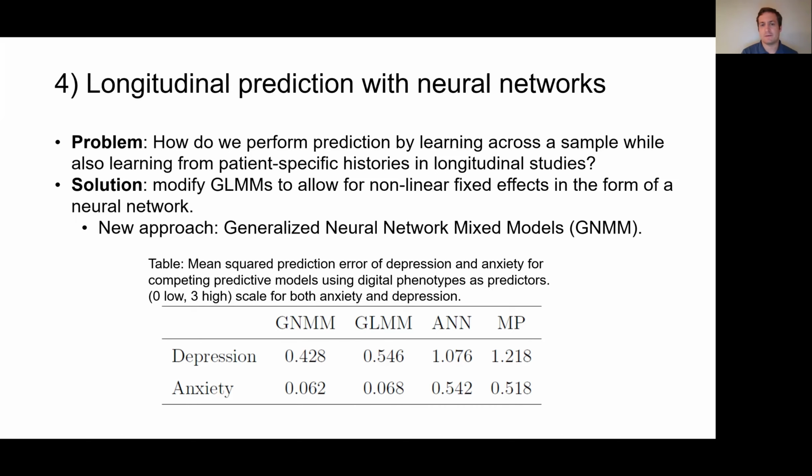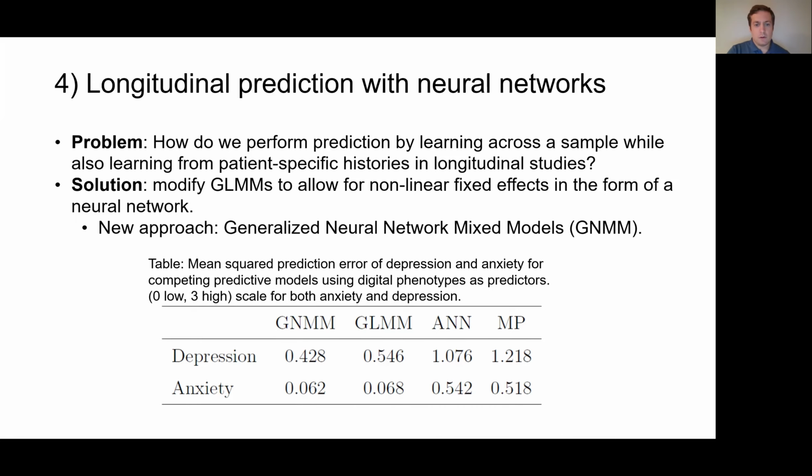They're not personalized. So how do we take these really powerful predictive models, which are population level models, and take the advantages of something like a GLMM, where we have really nice individual level modeling, and merge them together? That's what we did with something called generalized neural network mixed models.